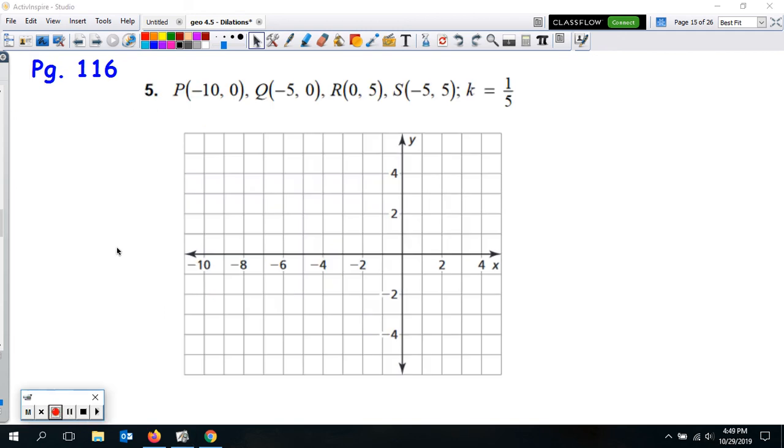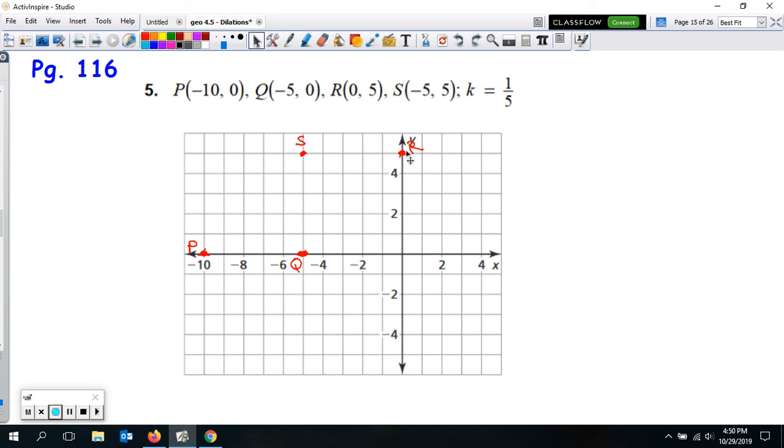Okay, so number 5 on the top of 116, we'll do the same thing. Let's plot these points, P, Q, R, and S. 4 points, which means we're going to have a quadrilateral in this one. So again, every box is worth just 1. So -10 and 0, that's going to be right there on the x-axis, there on the left. -5 and 0 is also on the x-axis right there. And then 0, 5, that's on the y-axis right up here for R. And then -5 and 5 is in the second quadrant right here, left 5 and up 5.